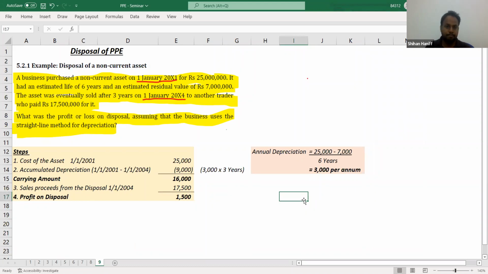Is it clear? Because disposal is the part where most of the students get stuck in the exam paper. It is the area where you will get confused even in company final accounts and cash flow statements. Did you understand?